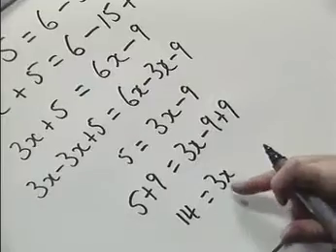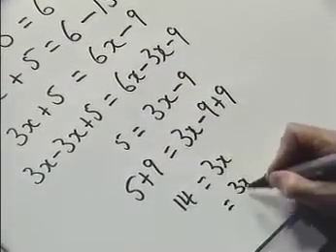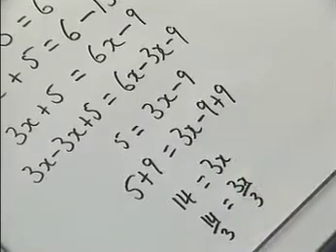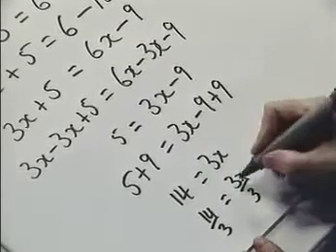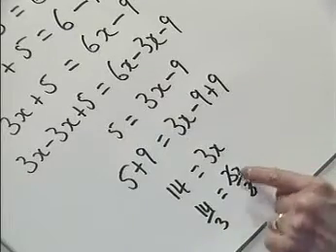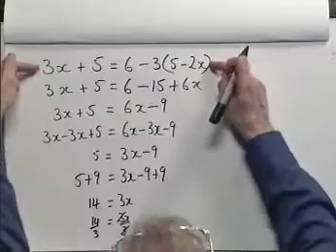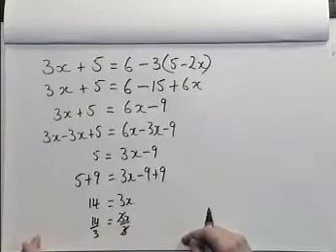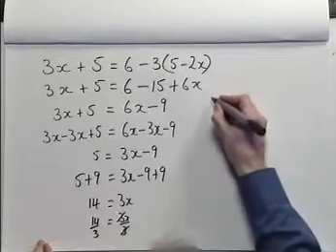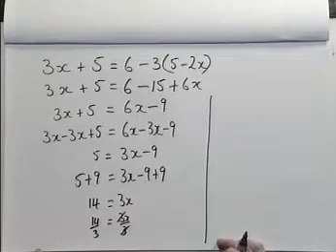Now we need to divide both sides by 3. So we have 3x over 3 and 14 over 3, dividing both sides by 3, and so those 3 cancel, and we're left with x equals 14 over 3. Now, I've written this out very fully. I've written out every step that I've said, but we wouldn't normally expect to see all of that written down.